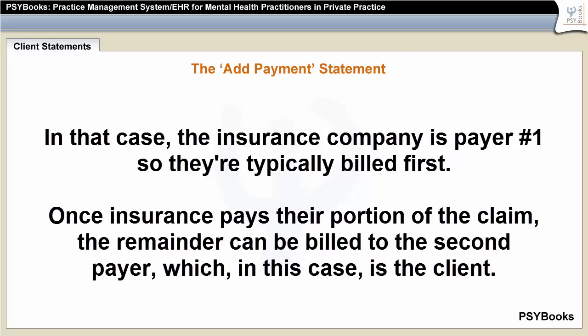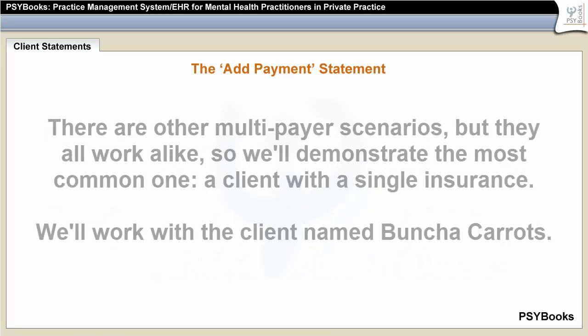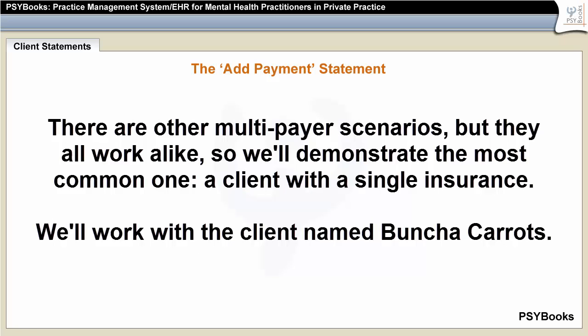Once insurance pays their portion of the claim, the remainder can be billed to the second payer, which in this case is the client. There are other scenarios that can create a multiple payer situation, but for the demonstration, we'll use the one insurance, one client scenario, which happens to fit the client named Bunch of Carrots.